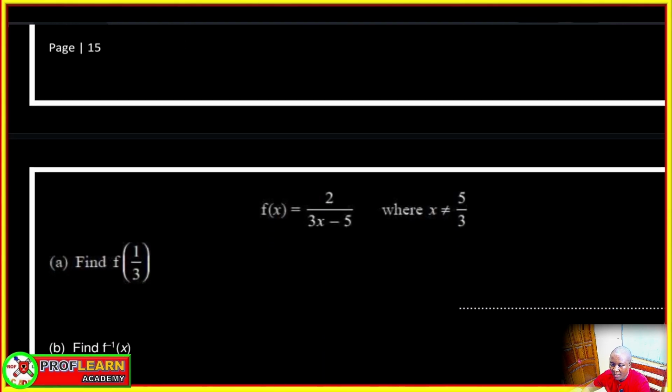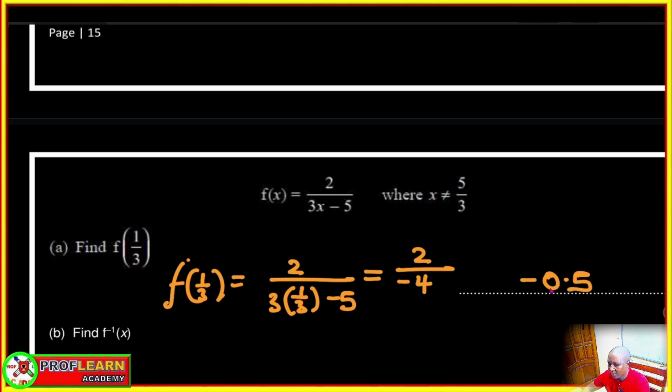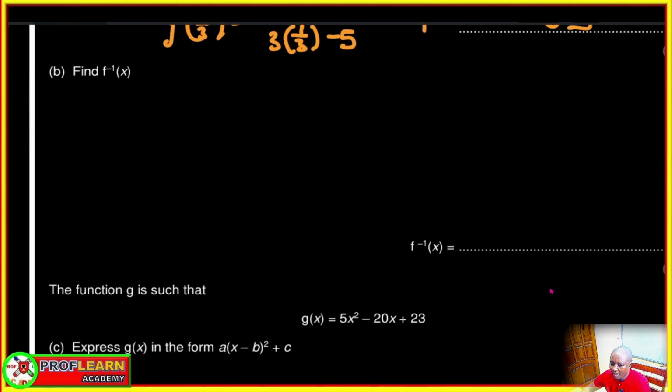You are told to find f(1/3), meaning where you have x in that function, you substitute 1/3. Let's see what that translates to. If you work it out, you get negative half, negative 0.5, like that. Now we are finding the inverse function.